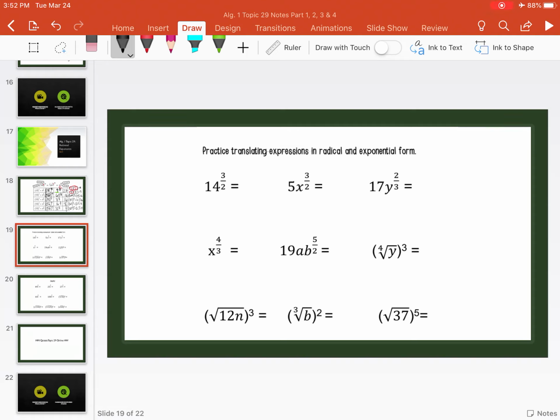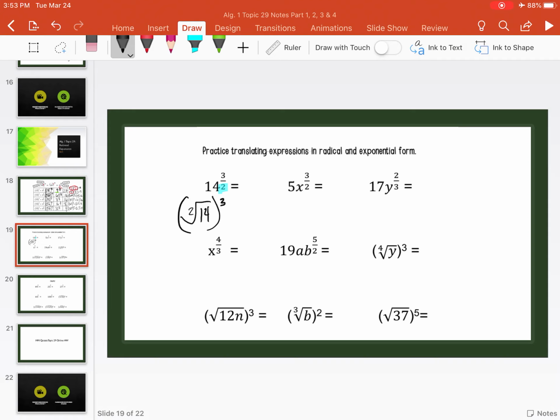We're going to start with translating expressions in radical and exponential form. Our first example, we need to translate into radical form because it's already written in exponential form. So here we have 14 to the 3 halves. We can rewrite this in radical form. We know this 2 is going to be our root. So we want the square root of 14 cubed. And a lot of this is just getting practice with translating back and forth.